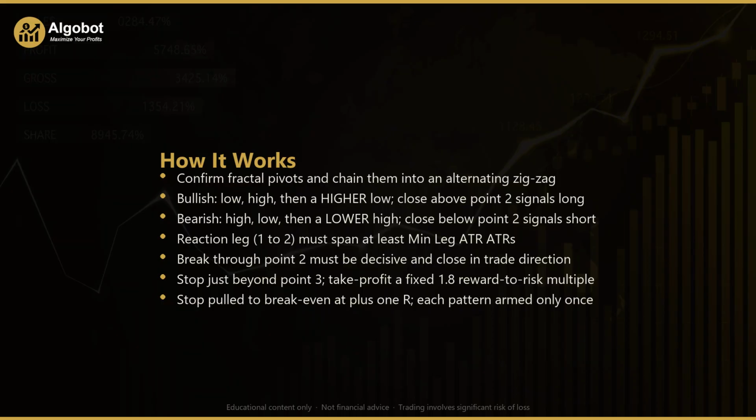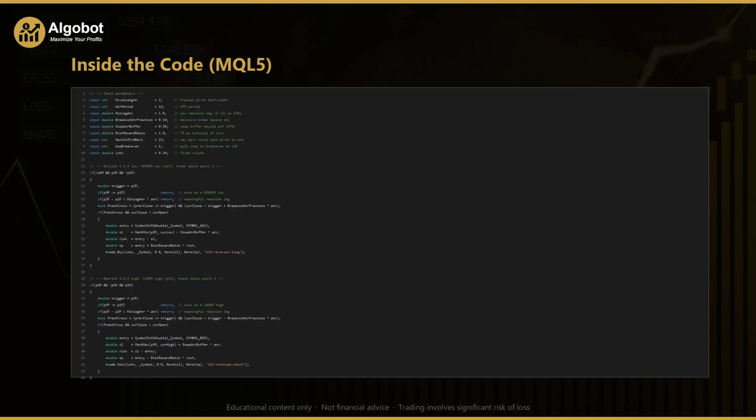Finally, each pattern is armed only once and then retired until a fresh pivot forms, which prevents repeated reentries on the same level. Here's the heart of the strategy as it appears in MetaEditor. At the top, we have the input parameters. Pivot length sets how many bars define a swing pivot. ATR period drives the volatility measure.